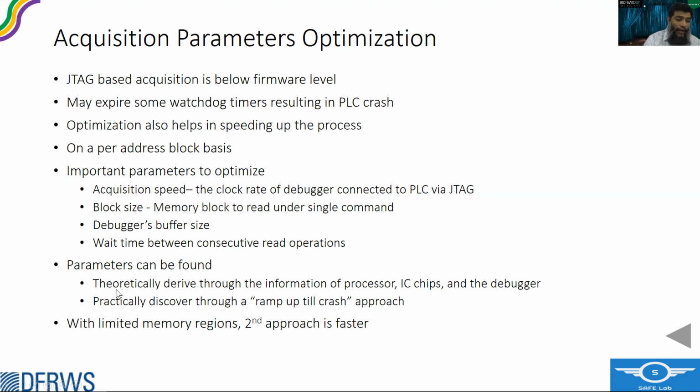And how to find the values for these parameters? One way is to theoretically derive them from the processor information, the IC's information like the refresh rates, and the debugger specifications. The other approach is a practical one: discover them through a ramp-up-till-crash approach, like speeding up as we do in TCP, speed it up till it crashes. As there are very limited memory regions after the first initial exercise, the second approach is feasible, faster and easier as well.